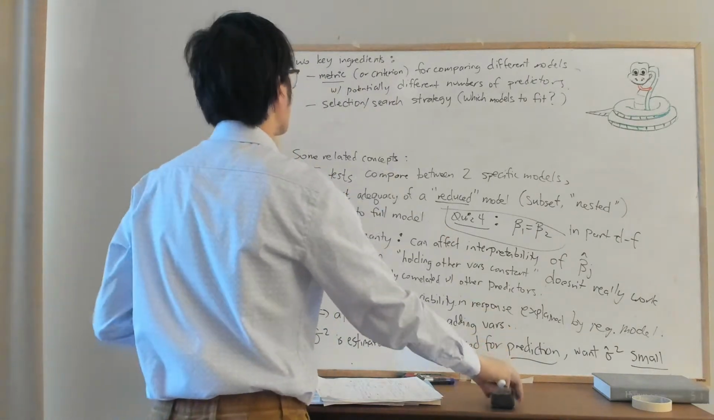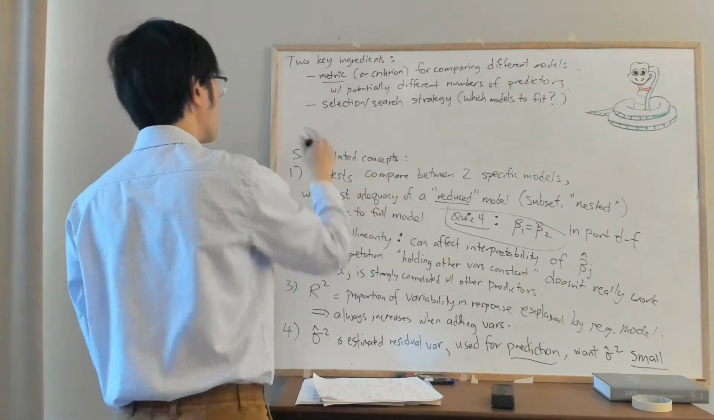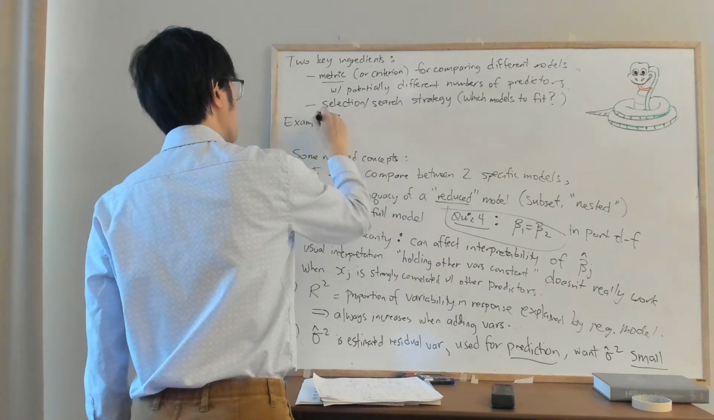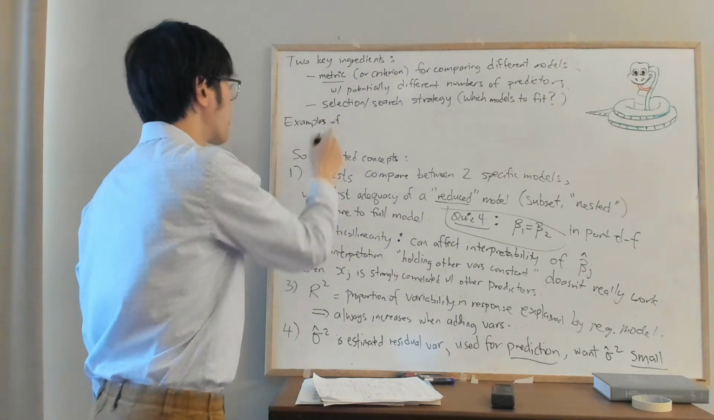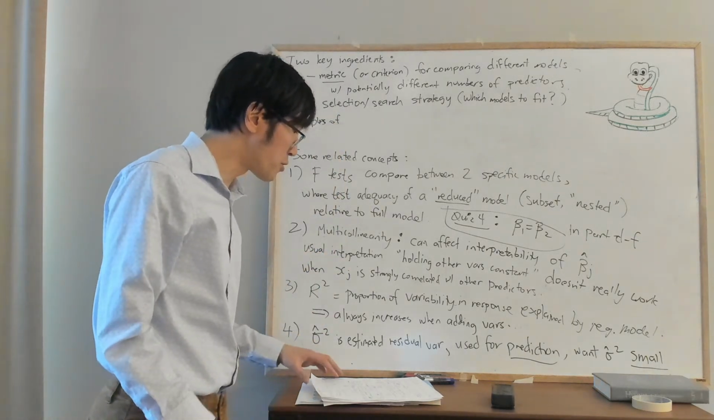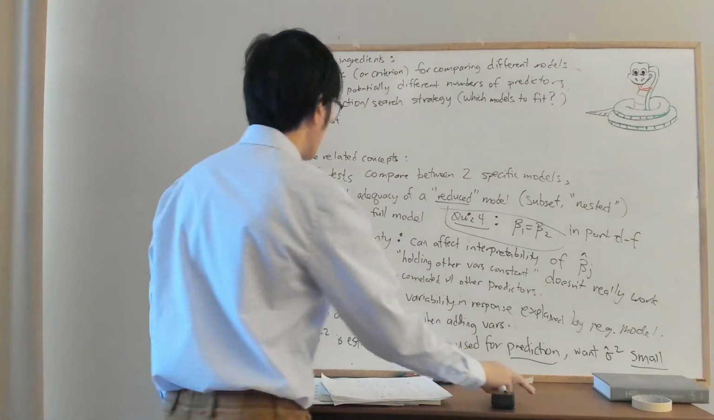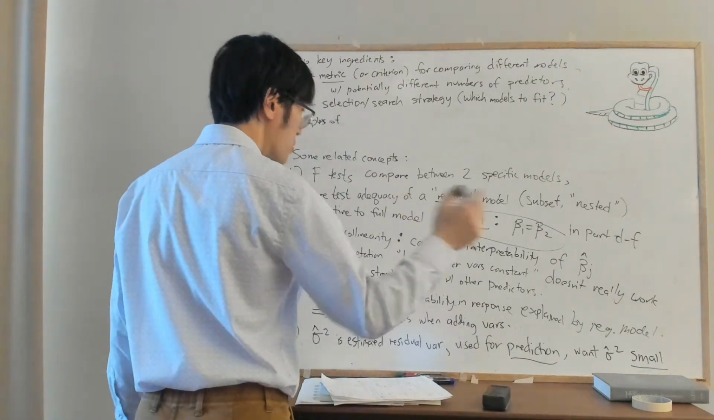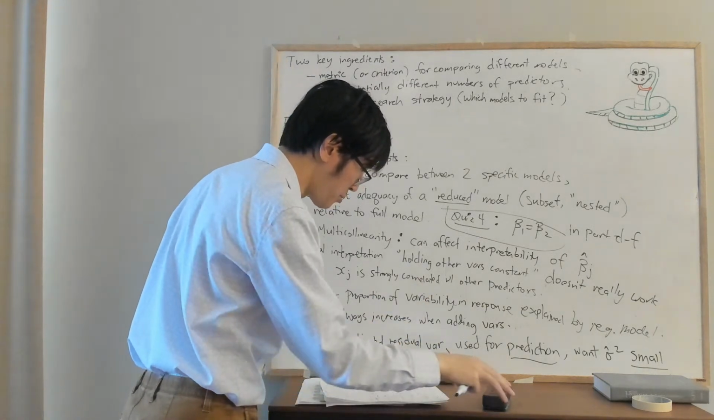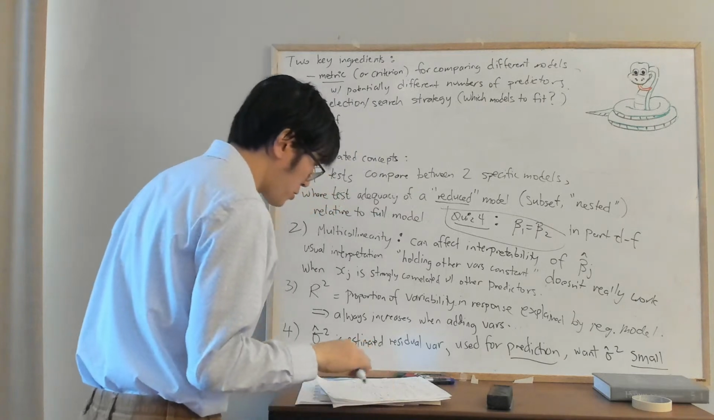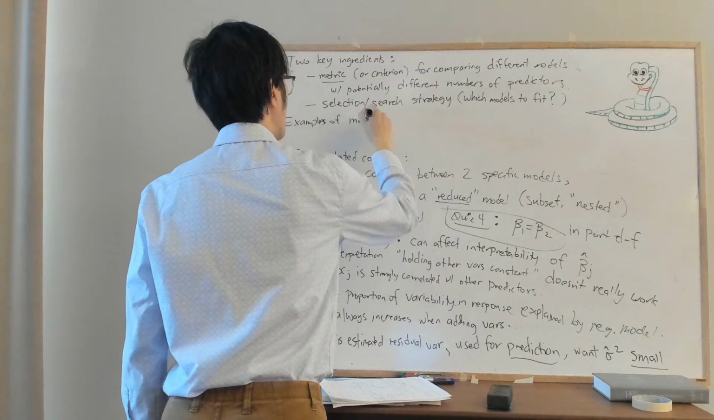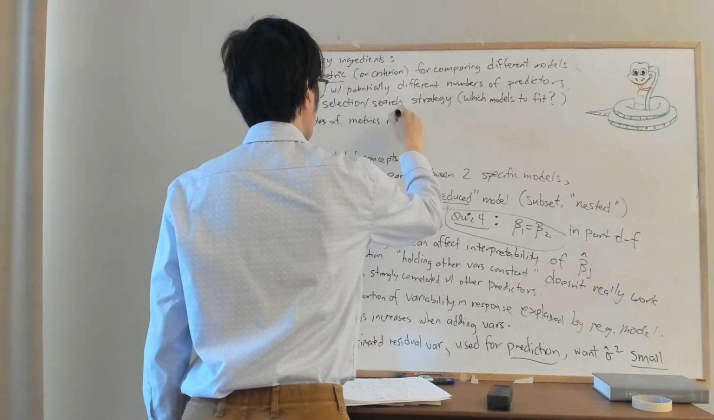We'll start with examples of metrics. This is not an exhaustive list, of course, but I do want to point out those that have historically been important and are still useful, even though there are fancier ways of doing this in modern statistics. So, examples of metrics for model selection.